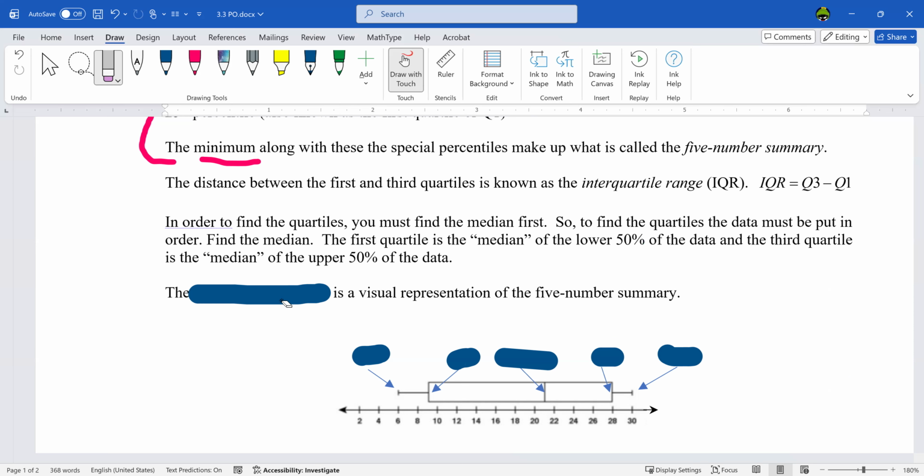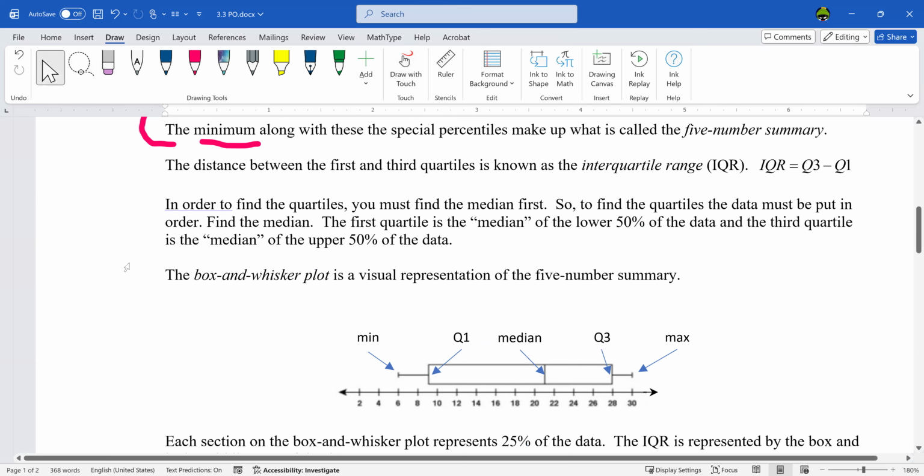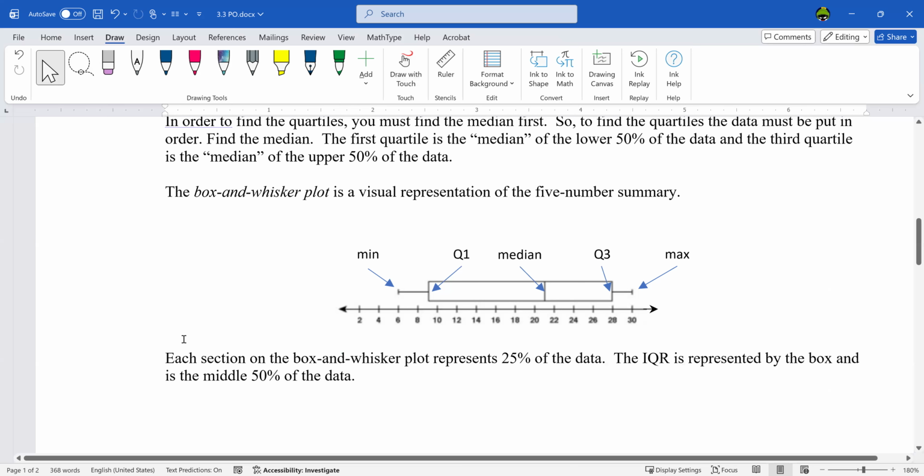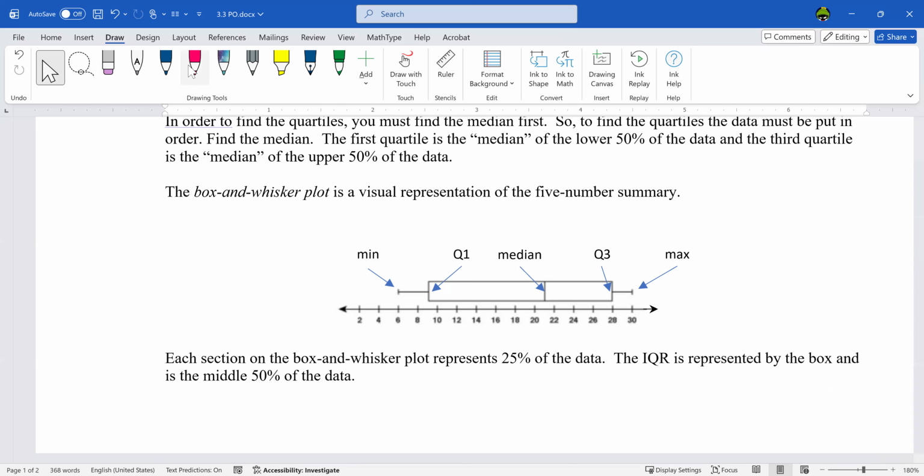If you wanted to make a graph of the five-number summary, that graph is called a box and whisker plot. Down below here, I have an example. The minimum, Q1, the median, Q3, and the maximum. Those five numbers give you what you need for the box and whisker plots.